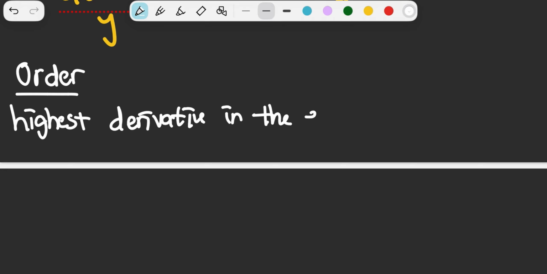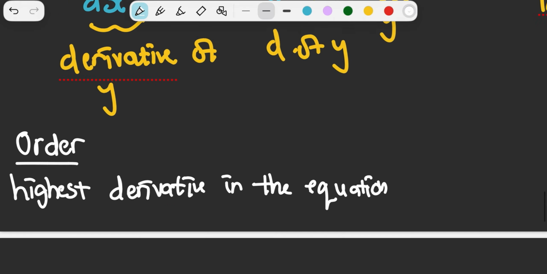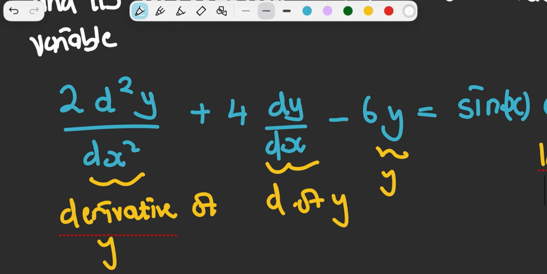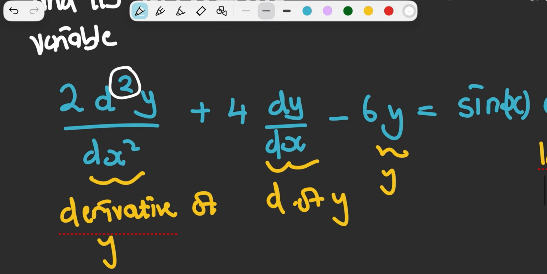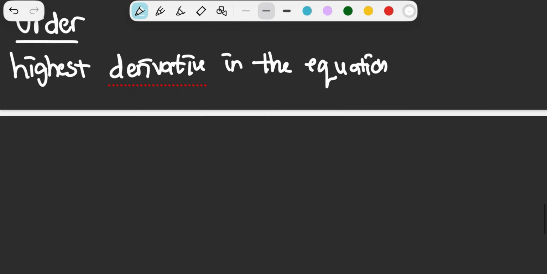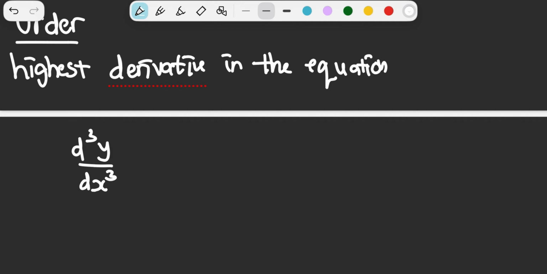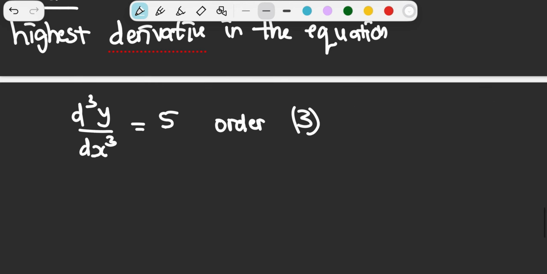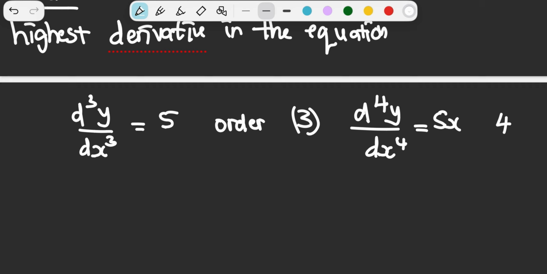If you look at this equation and ask yourself what the highest derivative is, in this case it's d squared y over dx squared. So for that equation, the order is going to be 2, right? If I give an equation that says d cubed y over dx cubed is equal to 5, the order is going to be 3, right? If I give you d to the power of 4 y over dx to the power of 4 is equal to 5x, the order is going to be 4.